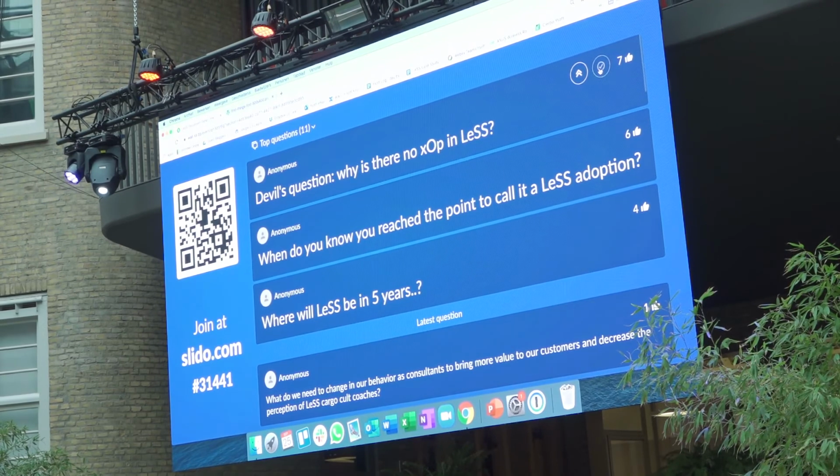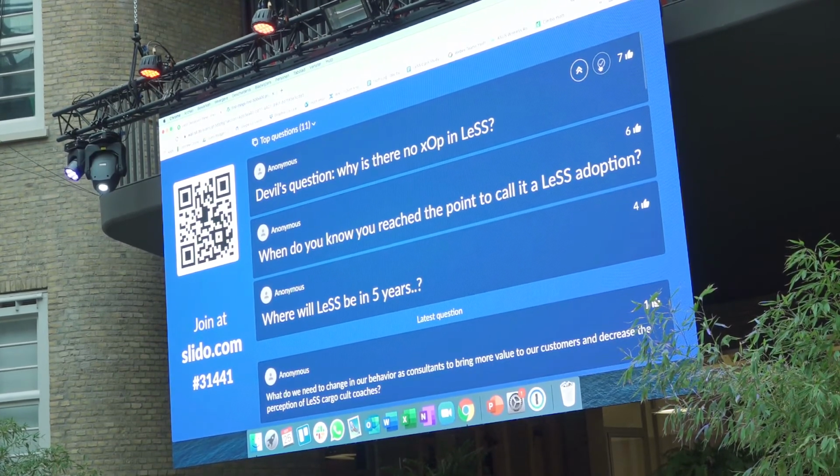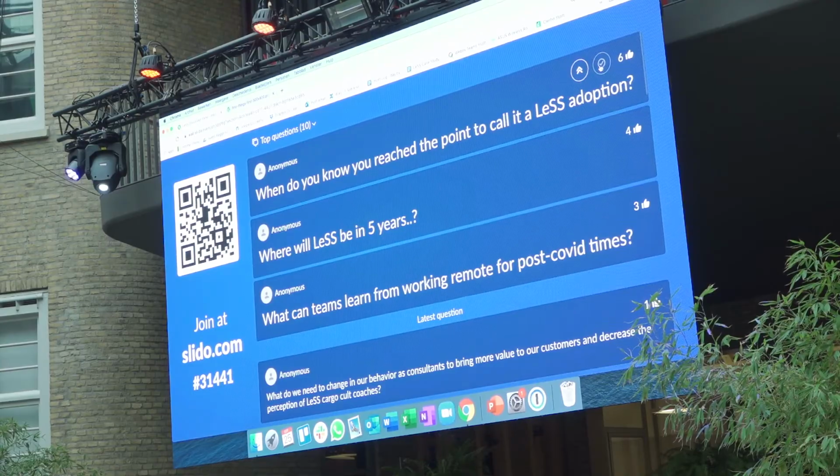When do you know you reached the point to call it LeSS adoption? Please put some new questions. When do you know you reached the point to call it LeSS adoption? I actually never wondered that myself. I never wondered that question, so I wondered about the importance of that. I think we discussed it at some point: when is it beneficial, or maybe even not beneficial, to call it a LeSS adoption?